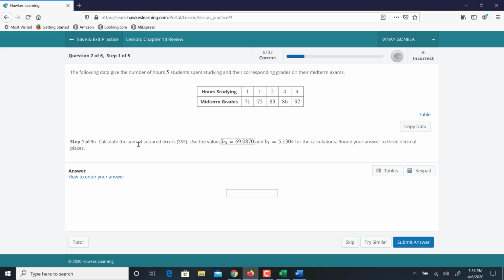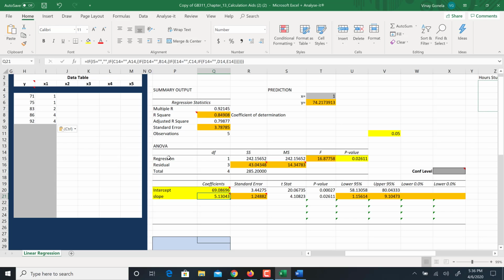So now they are asking me to calculate the sum of the squares of errors. If you see, this residual is also called error.